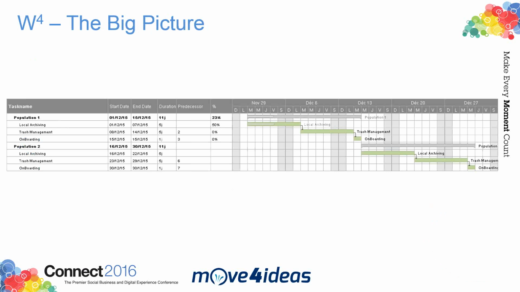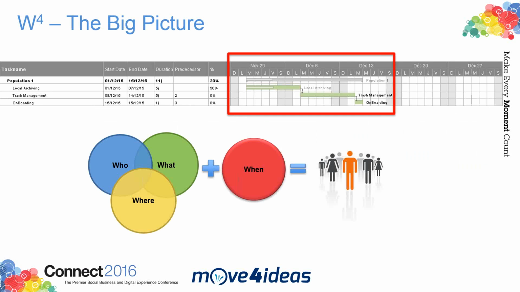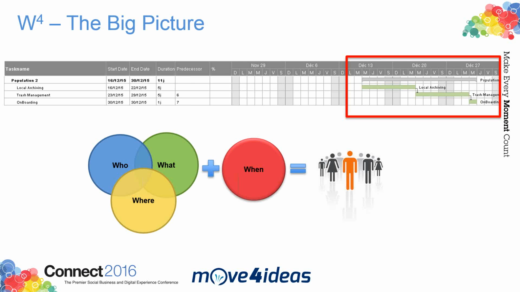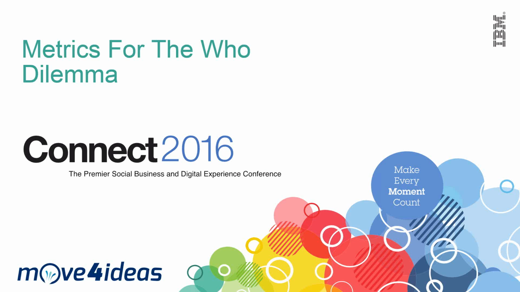So the big picture is the kind of planning you will have to do. You will try to do some tasks, for instance, local archiving, trash management, and then you will start the onboarding system to put everyone on Verse. So thanks to this, you will define the population, and you will be able to define when to do the job. And thanks to that, you will probably have fewer headaches than before. So now let's go deeper into the subject of this session, the metrics for the who dilemma first.